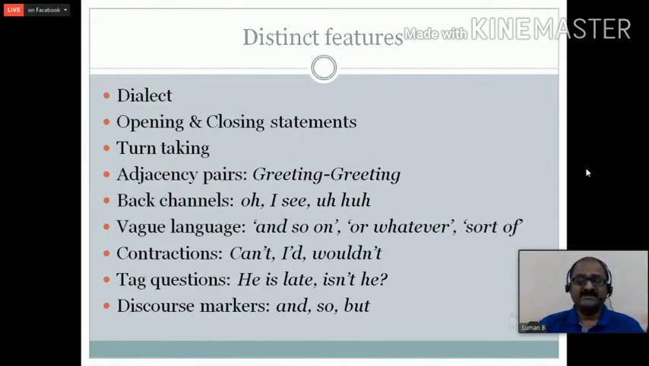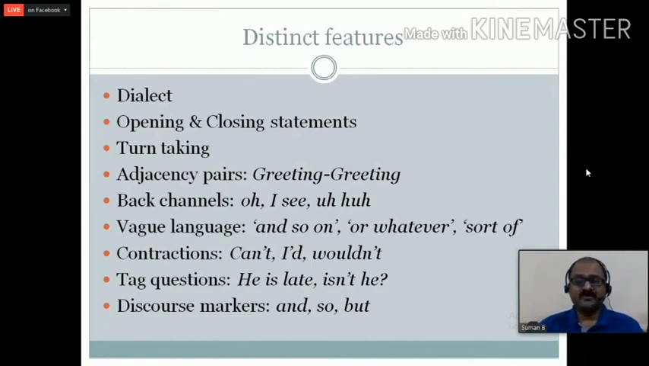Now, back channels are expressions like oh, I see, uh-huh. So these expressions are used to support what the other person is saying and tell them we are listening to them. And when we don't know what to say, sometimes we say, and so on, and so on and on. Or we say whatever, or sort of, kind of, right? When we are not sure, this is called vague language.